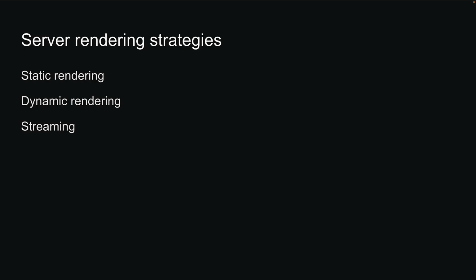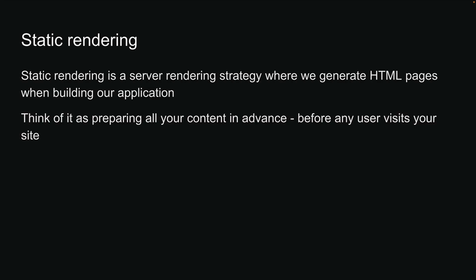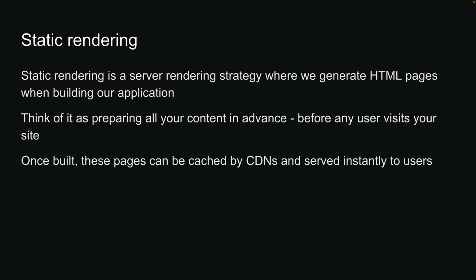Earlier, I mentioned the three server rendering strategies in Next.js. Now, let's dive into the first one, static rendering. Static rendering is a server rendering strategy where we generate HTML pages when building our application. Think of it as preparing all your content in advance before any user visits your site. Once built, these pages can be cached by CDNs and served instantly to users.